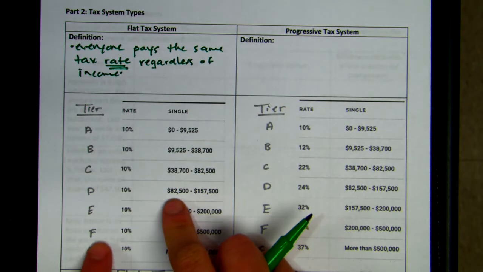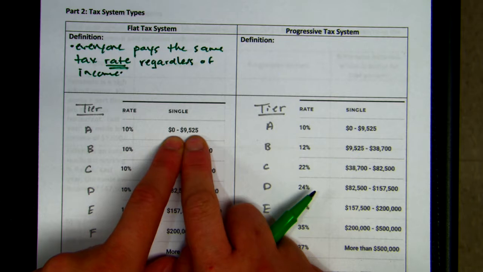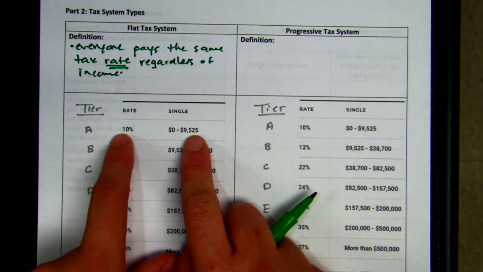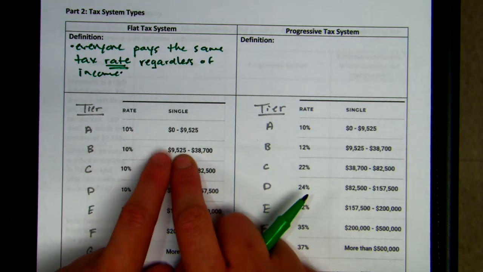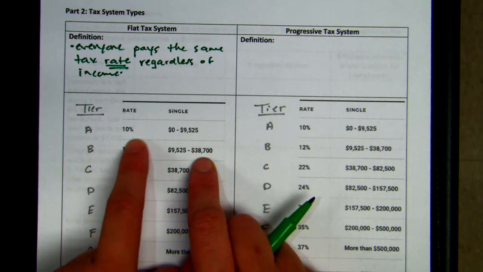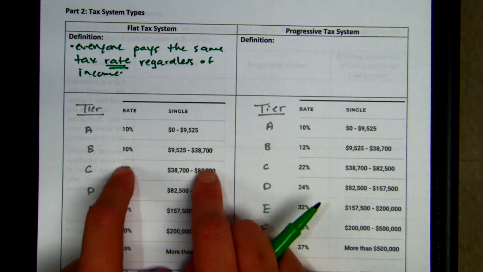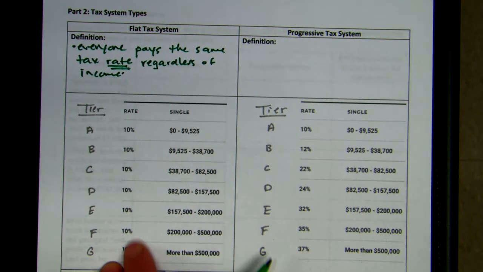So what does that look like? If you make between $0 and $9,525 a year, your income tax rate is 10%. The government will take 10% of that. If your income is between $9,525 and $38,700, you still pay 10%. No matter what your income is, you're paying 10% of it in taxes. Everyone pays the exact same rate.